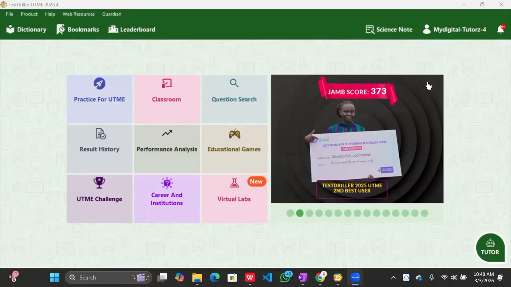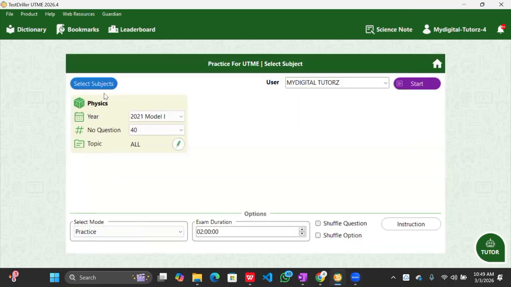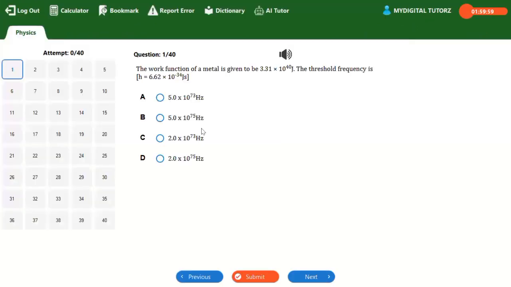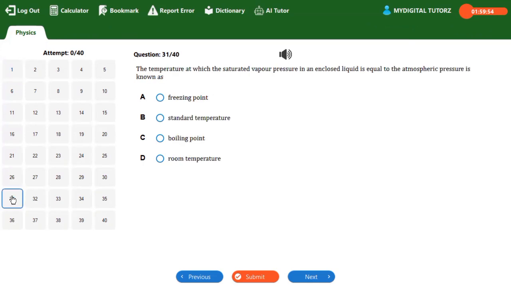Hello everyone, welcome back to my class. This is a continuation of the 2021 past question solution series in physics. In our last class, we stopped at question 30. So we're going to continue from there, which is question 31.